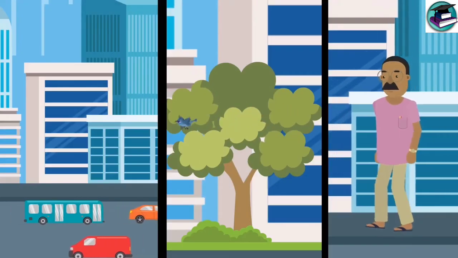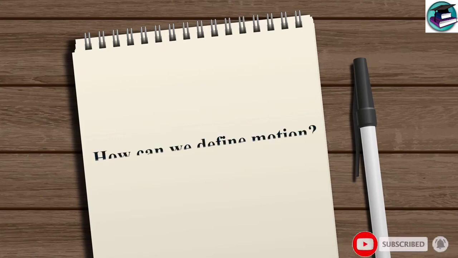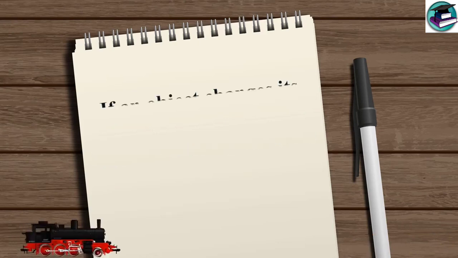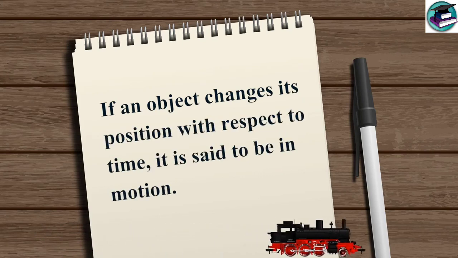All of them have something in common. They are all moving from one place to another. So, they are in motion. More scientifically, how can we define motion? If an object changes its position with respect to time, it is said to be in motion.